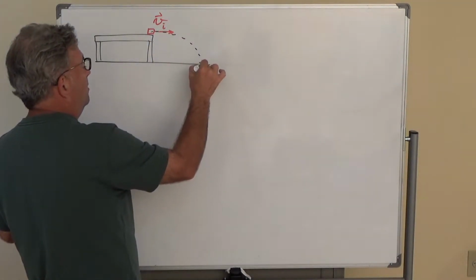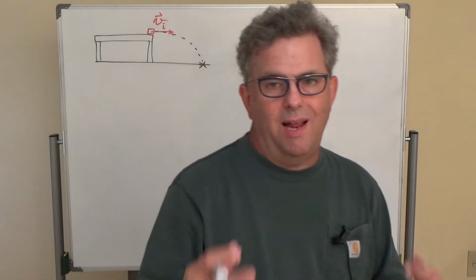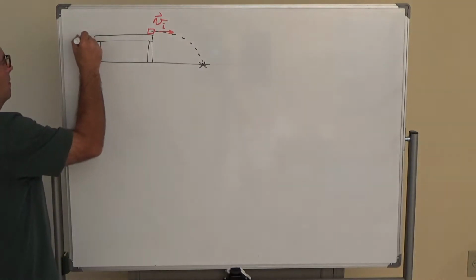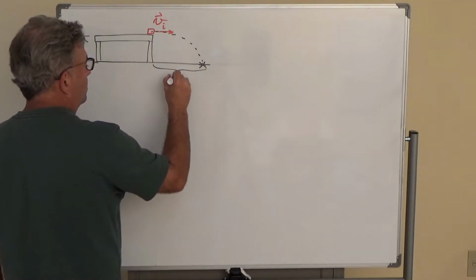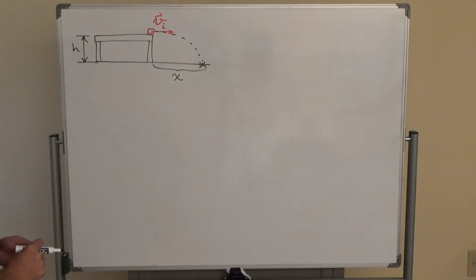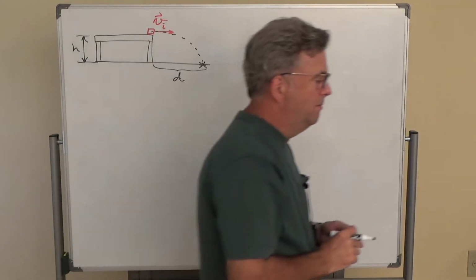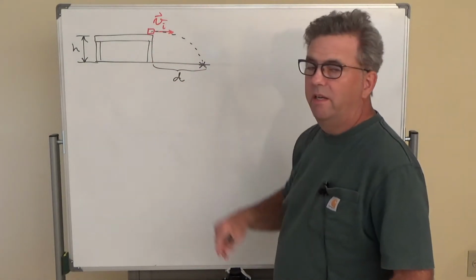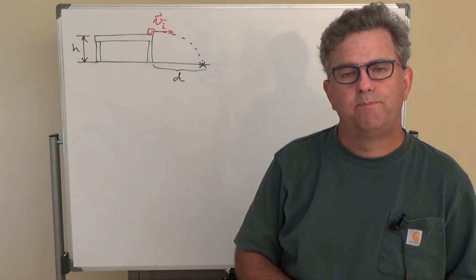It hits here. Okay? So in the problem, they give you the height of the table, which we'll call H. I keep saying table, I guess it's a bar, but okay. You know this height H, and you know this distance, I'm going to call it D. And the question is, what is the initial velocity of the beer mug?